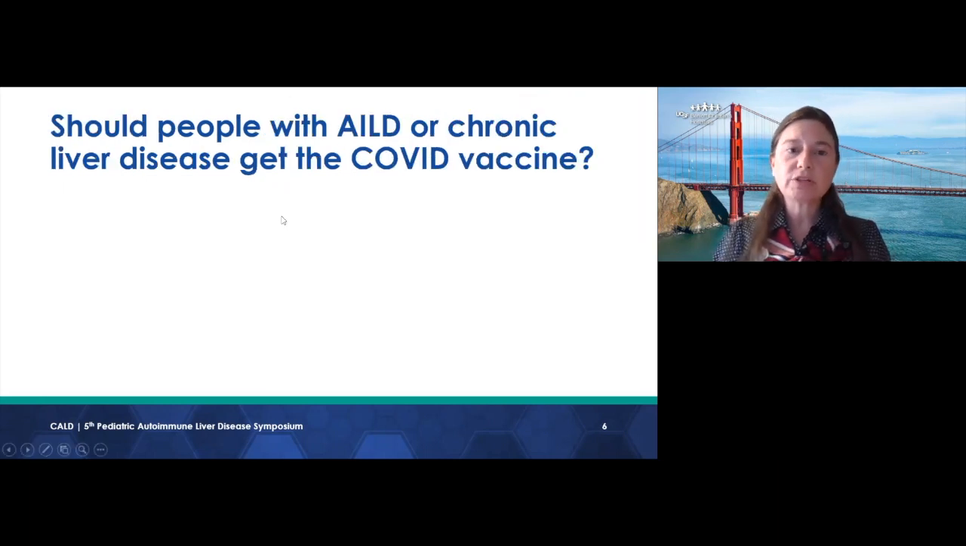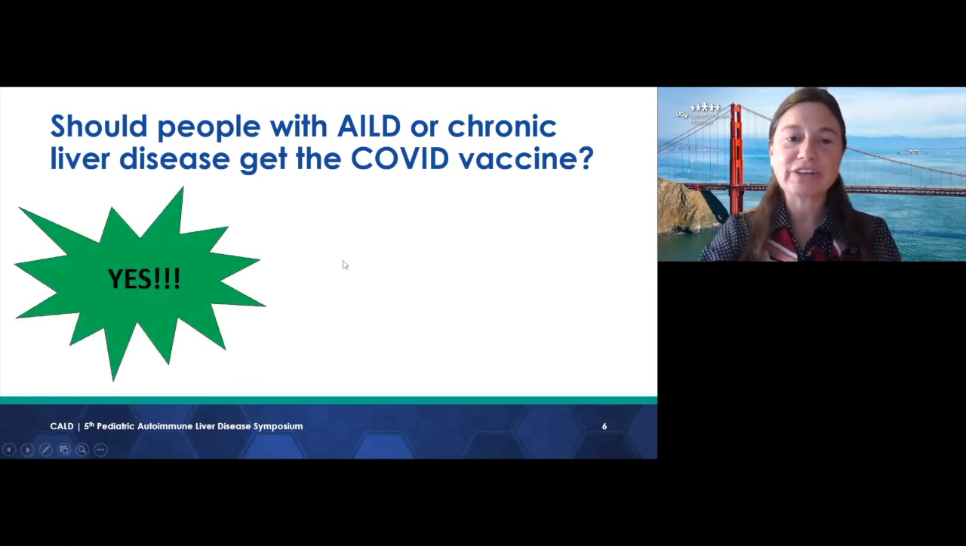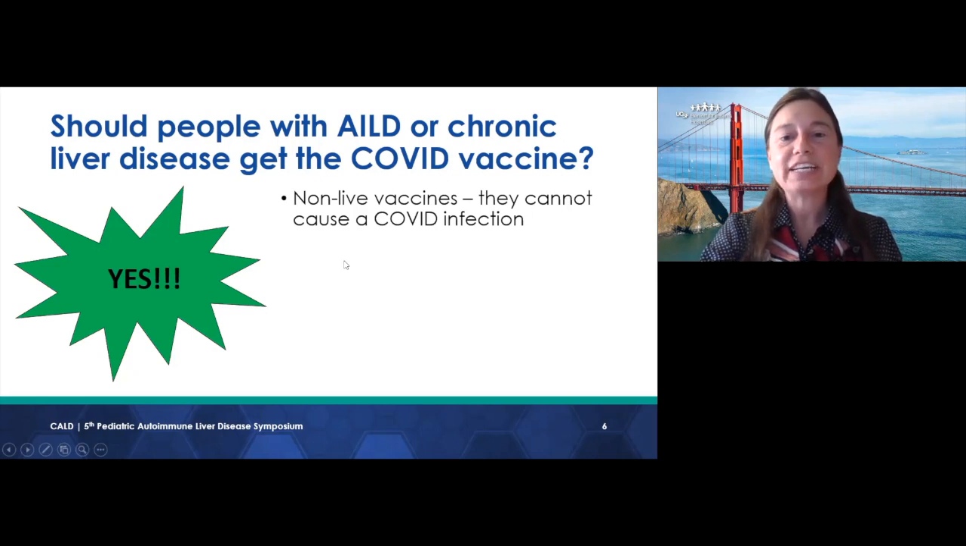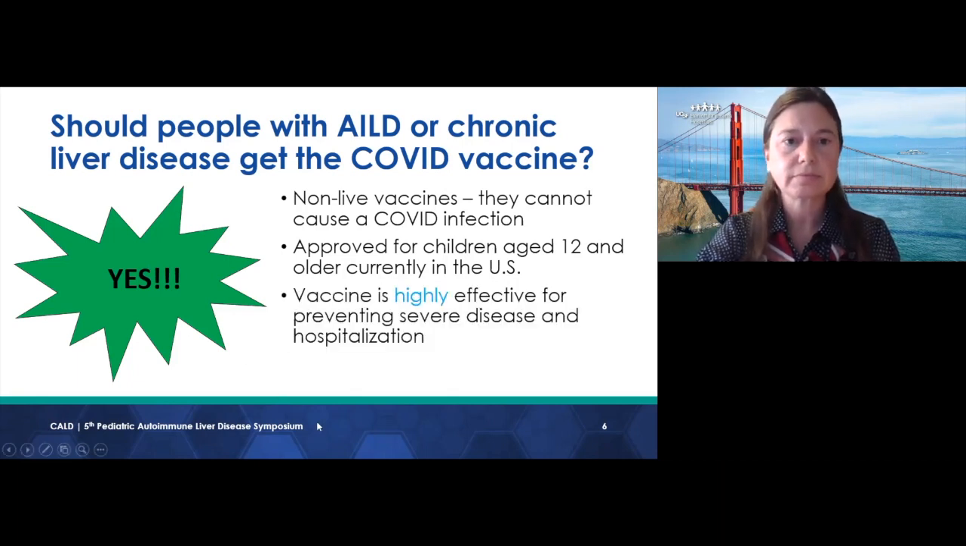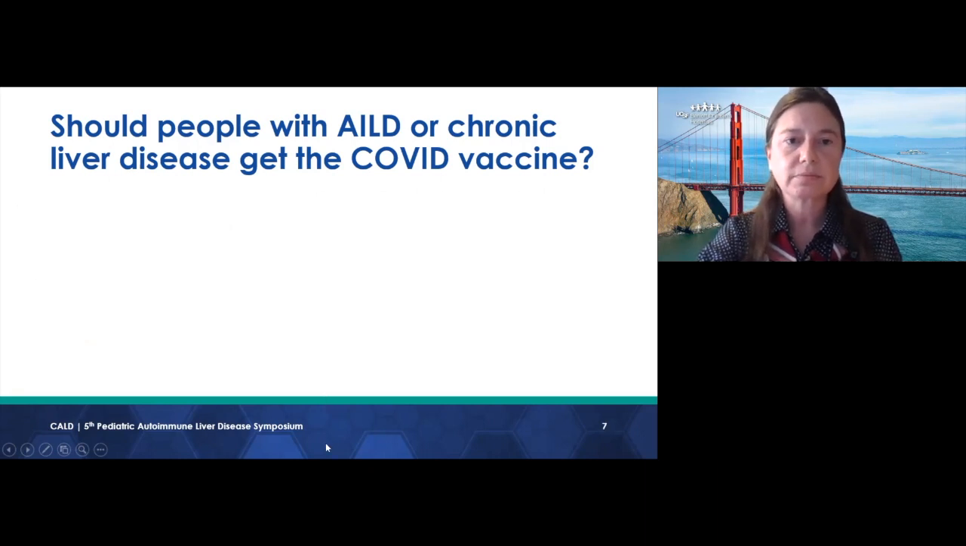So should people with autoimmune liver disease or chronic liver disease get the COVID vaccine? I'm sure you've heard this before, but generally the answer is yes. The COVID vaccines, which are mRNA vaccines, are non-live vaccines. They cannot cause COVID infections, even in immunosuppressed patients. They're currently approved for children aged 12 years and older in the US, and there are extremely few contraindications to getting the COVID vaccine. So generally the recommendation is yes, please get the COVID vaccine. The vaccine is highly effective for preventing severe disease and hospitalization.